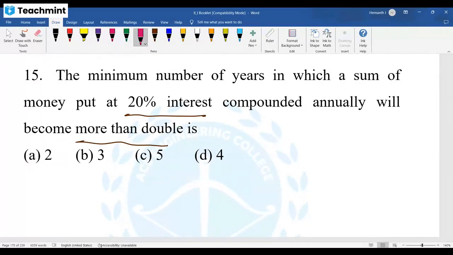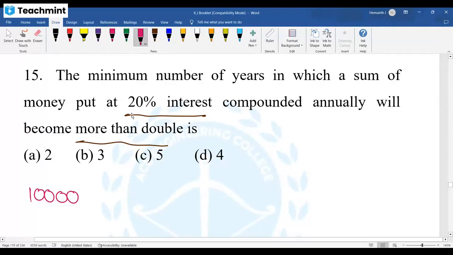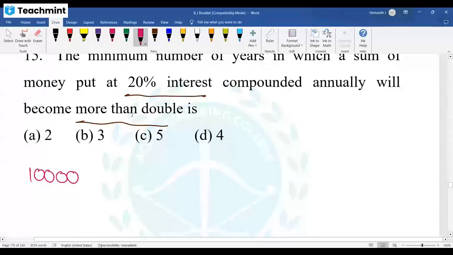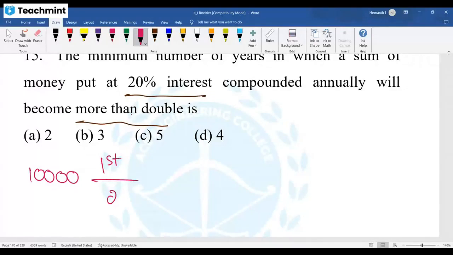So let's take, okay, 10,000 or 2,000, 1,000, your wish. I'm taking 10,000. In how much time should it be more than double? Means more than 20,000 we require. Now first year completed. First year interest is 20%. So 10,000 plus 2,000, it becomes 12,000, not double.